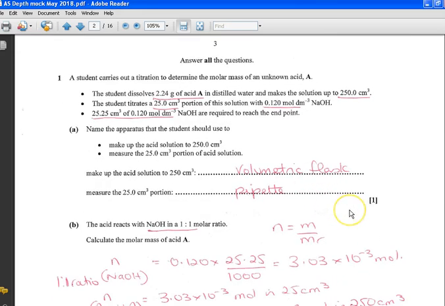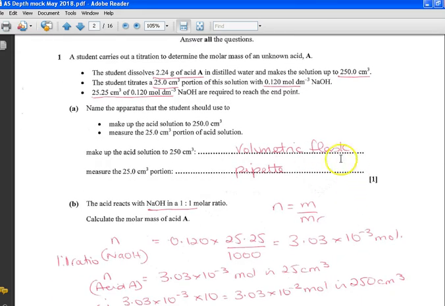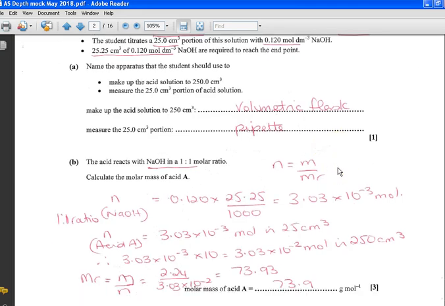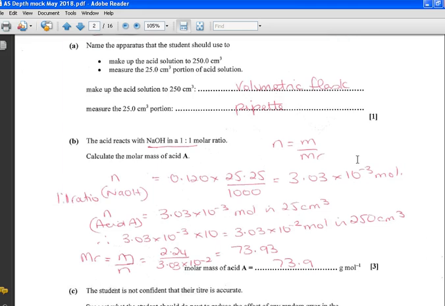First question. I think I've already mentioned this in class. You must know the apparatus, different types of apparatus. So if you're making up an accurate solution to 250 cubic centimeters, it will be a volumetric flask. If you're measuring something like a 25 cubic centimeter portion, it will be a pipette, and so on. But you need to know that apparatus. And if you're not sure, talk to me about it and I'll show them to you again and remind you what they look like and tell you what we use them for.